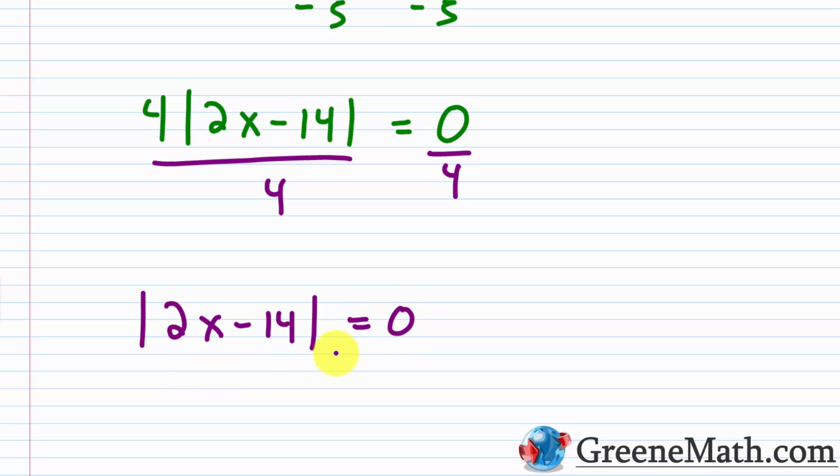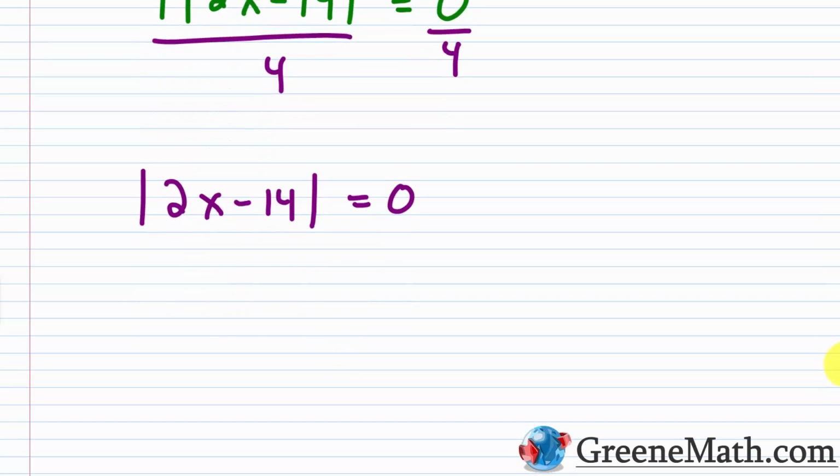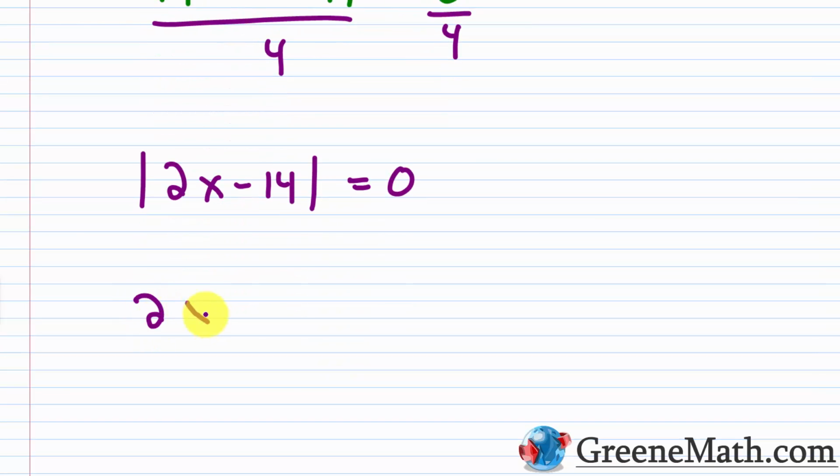So this is a special case scenario, okay? You do have a solution here, but you only have one, okay? You're not going to get two. So you need to pay close attention to what to do here. So all we need to do is say that 2x minus 14 is just equal to 0. We're just going to solve that equation. So I'm going to add 14 to each side.